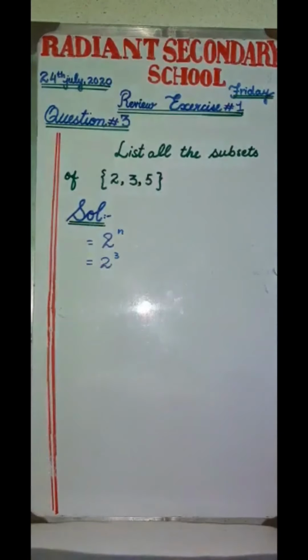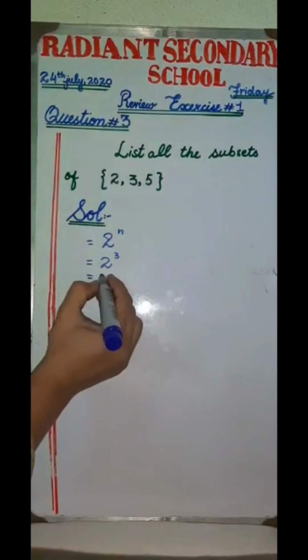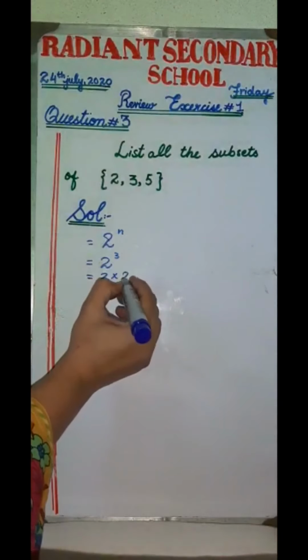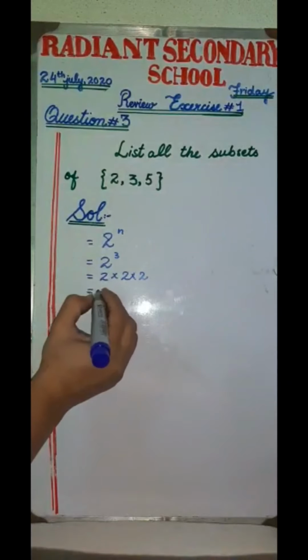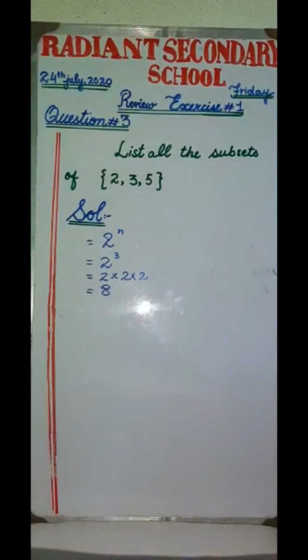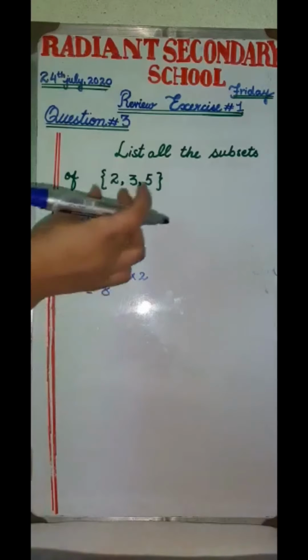Now 2 power 3 means 2 multiplied by 2 multiplied by 2. Okay, now answer will become 2 twos are 4, 4 twos are 8. This answer tells us how many sets will be made. 8 sets should be made from this set, and we can call these sets subsets of this set.